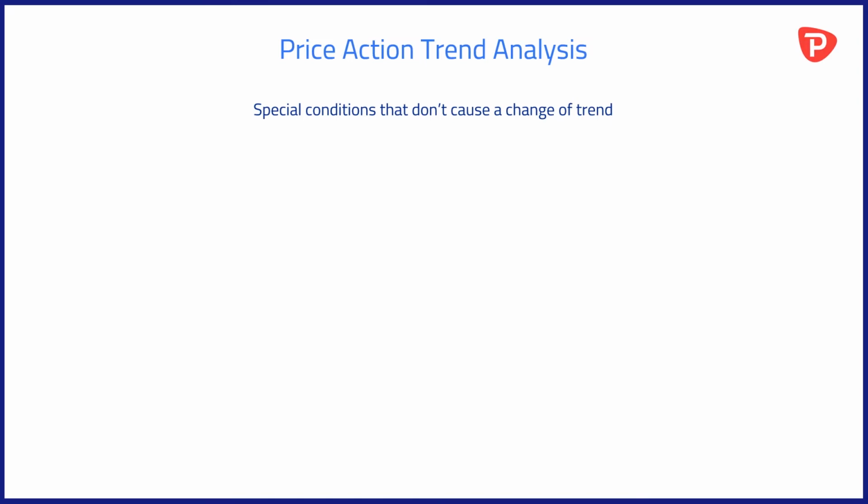There are some special conditions that do not cause a short-term change of trend. Firstly, we'll look at inside bars. There are three types of conditions that meet the criteria of an inside bar. Firstly, the entire range of the period fits inside the previous period. Secondly, the high of the period is equal to the top of the previous period and the low is higher than the previous low. And finally, the low of the period is equal to the low of the previous period and the high is lower than the previous high.